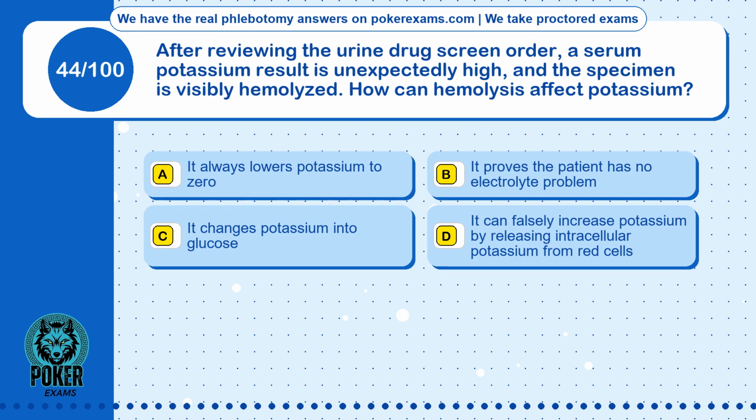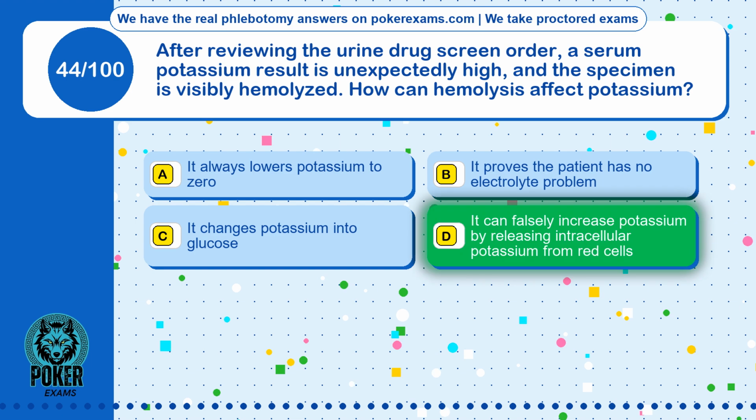Question 44. After reviewing the urine drug screen order, a serum potassium result is unexpectedly high, and the specimen is visibly hemolyzed. How can hemolysis affect potassium? Option A. It always lowers potassium to 0. Option B. It proves the patient has no electrolyte problem. Option C. It changes potassium into glucose. Option D. It can falsely increase potassium by releasing intracellular potassium from red cells.